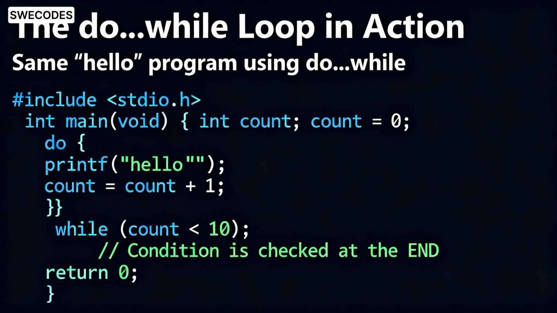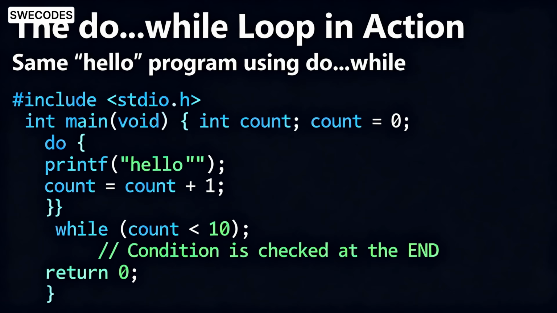The do while loop in action. Here's the same hello program using do while. #include <stdio.h>, int main(void), int count = 0; do, printf("hello\n"); count = count + 1; while count less than 10. The condition is checked at the end. return 0. In this specific case, the output is identical. It prints hello 10 times.